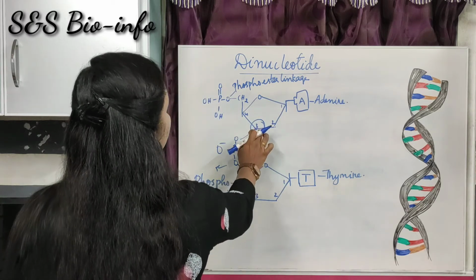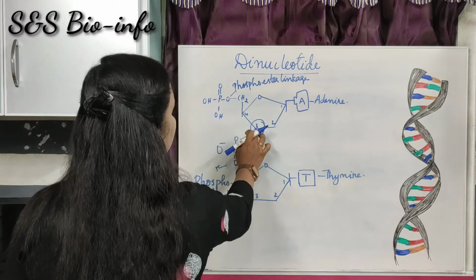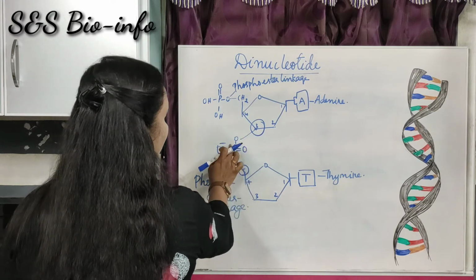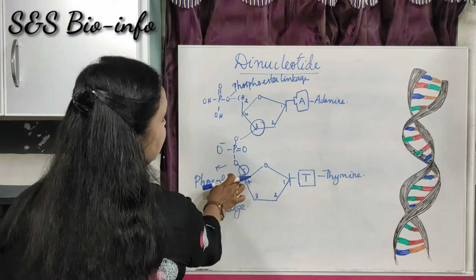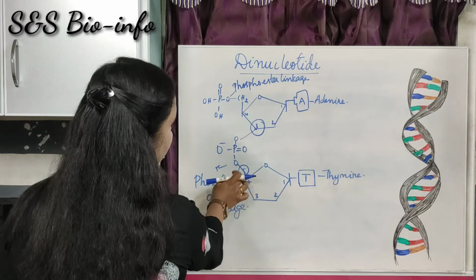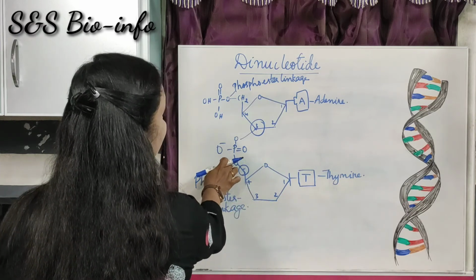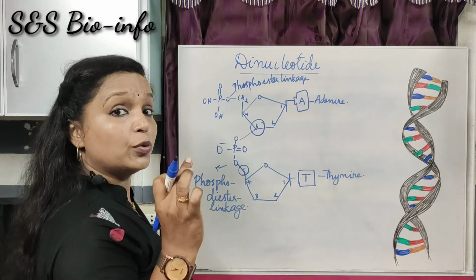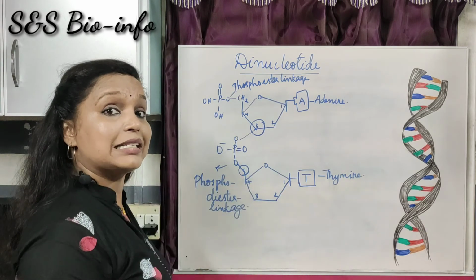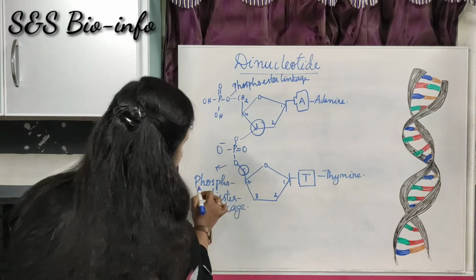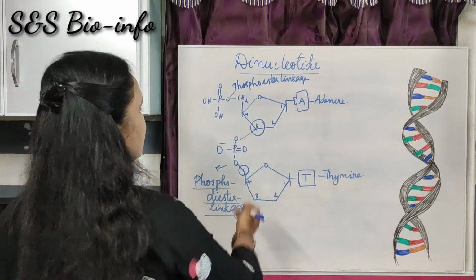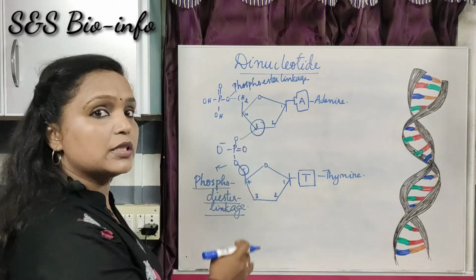So the hydroxy group of the first sugar is reacted with the hydroxy group of the phosphate group here. Again, the fifth carbon atom of the second ribose sugar is also reacted with the OH group or hydroxy group of the phosphate group. Then it forms two ester linkages, phosphoester linkages. That's why it is called phosphodiester linkage. Thus it forms a continuous chain.